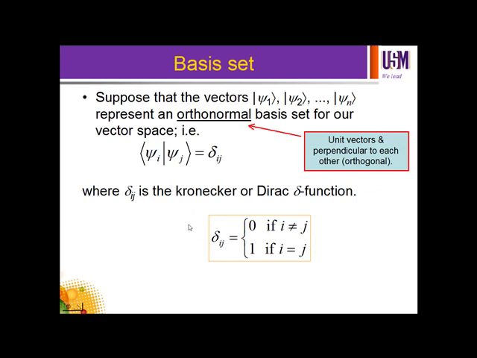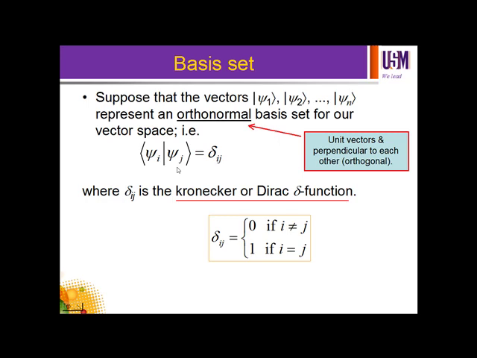Basis set. We had also touched on basis sets previously. Suppose that the vectors psi1, psi2 until psi n represent an orthonormal basis set for our vector space. Then the inner product between psi i and psi j equals delta ij, where delta ij is the Kronecker delta function, or Dirac delta. So there is a special name for it.